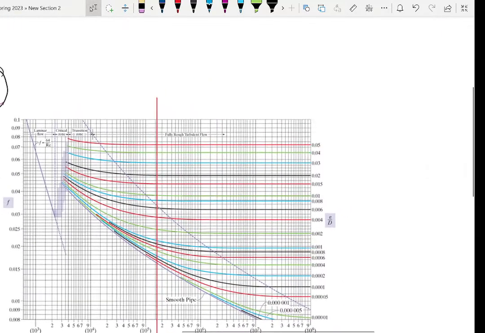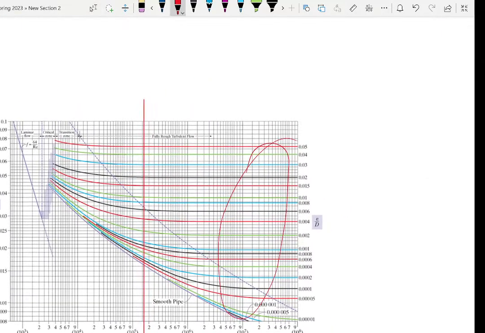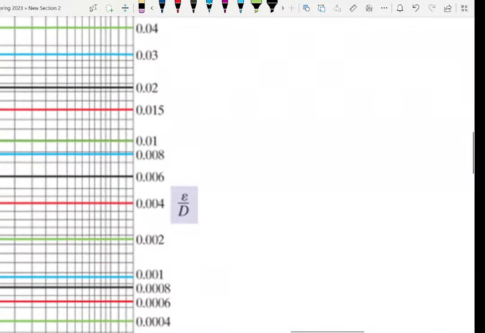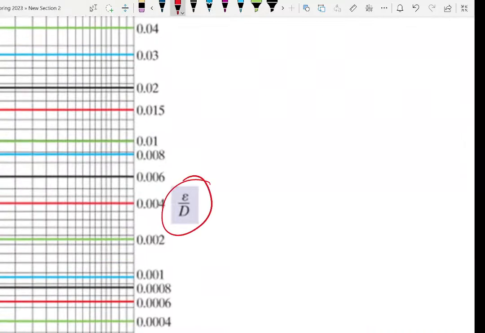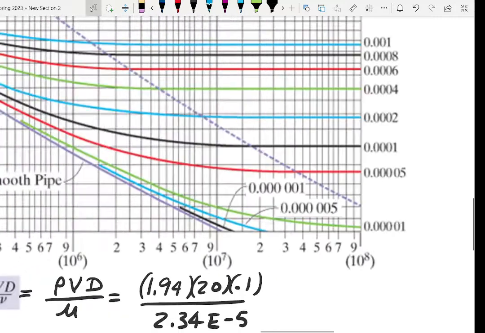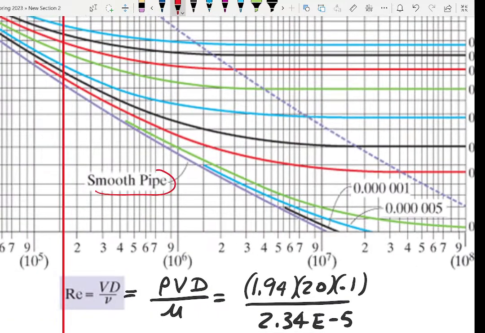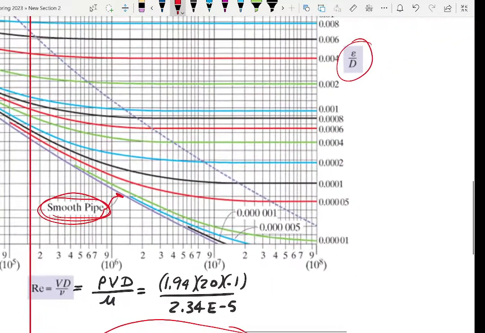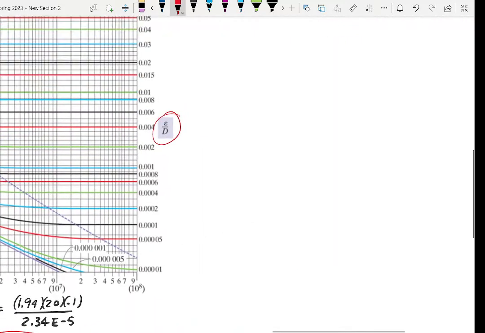So the question is, what do I do with all these lines that come across here? And in the book, he starts talking about this term, the E over D. If you get down here, he uses this concept, says it's a smooth pipe. And he points to this purple diagram here. So smooth pipe kind of implies that E over D is equal to 0.